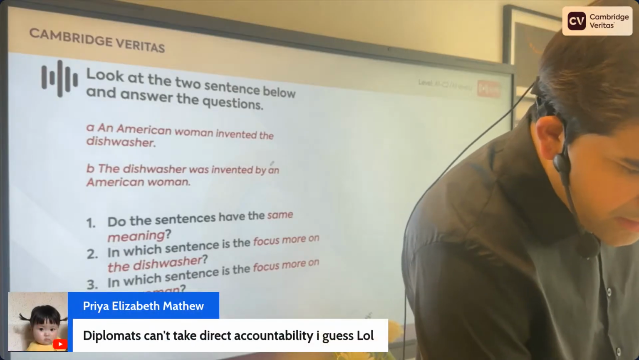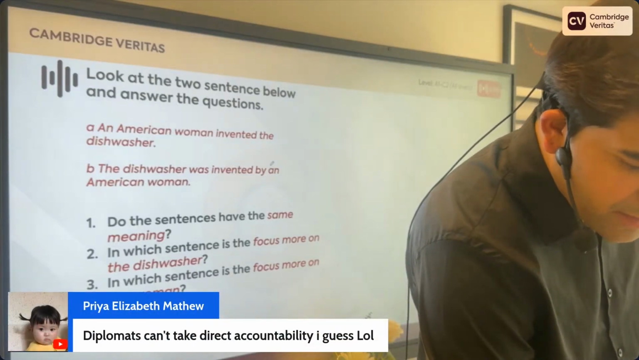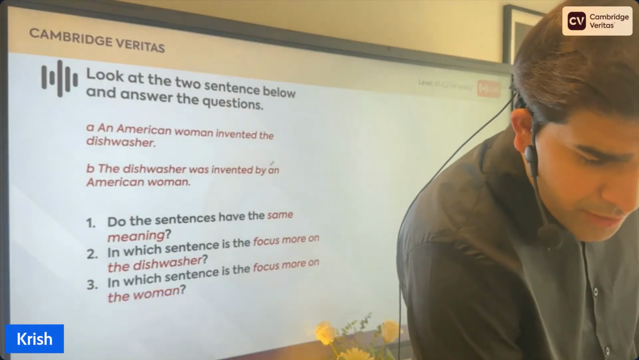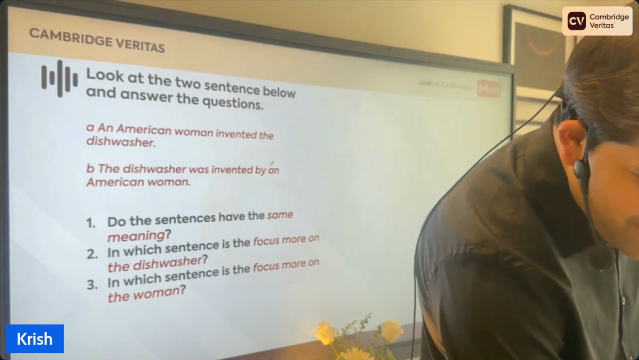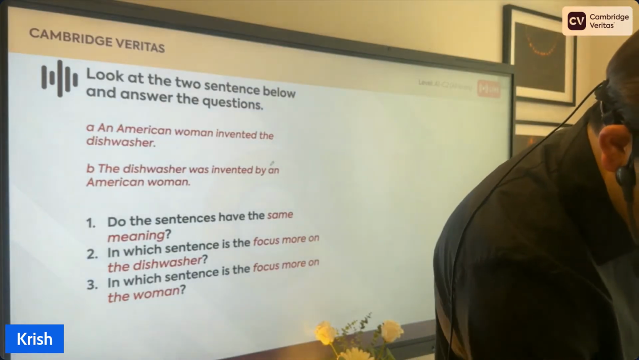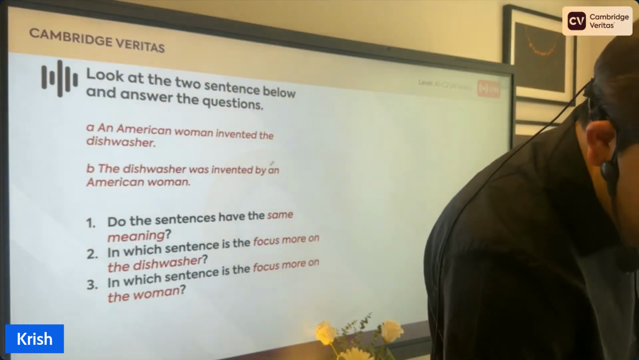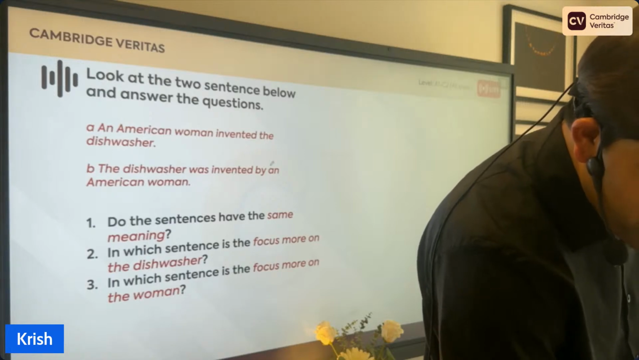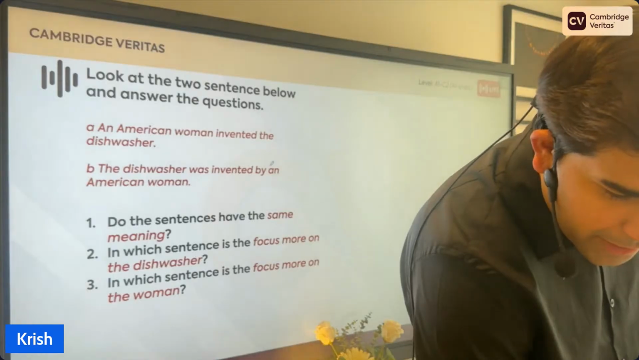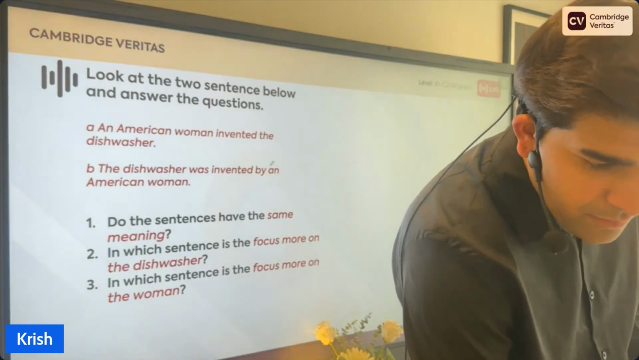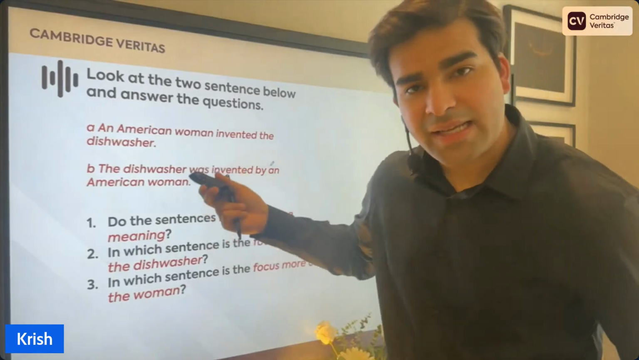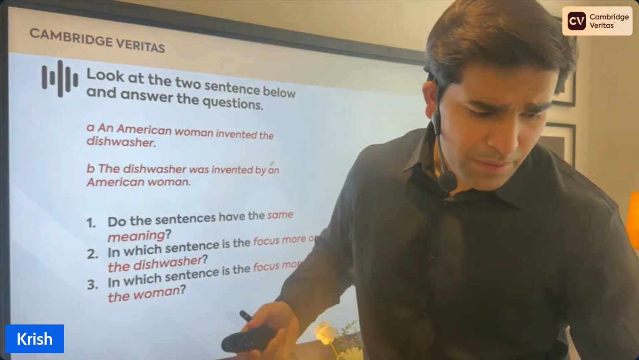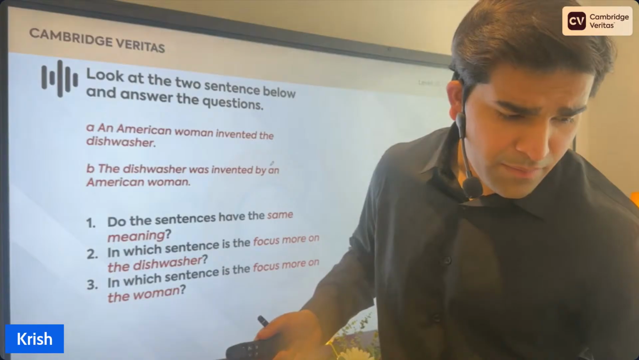Priya says, diplomats can't talk direct accountability, I guess. Okay, thank you, Priya. That could be one reason, yeah. Touche. Okay, politeness. Okay, cool, fair enough. Thank you, Divya. Divya says that the difference is that of politeness. Thank you. What about other people? What do you guys think? What is the difference between both the sentences?